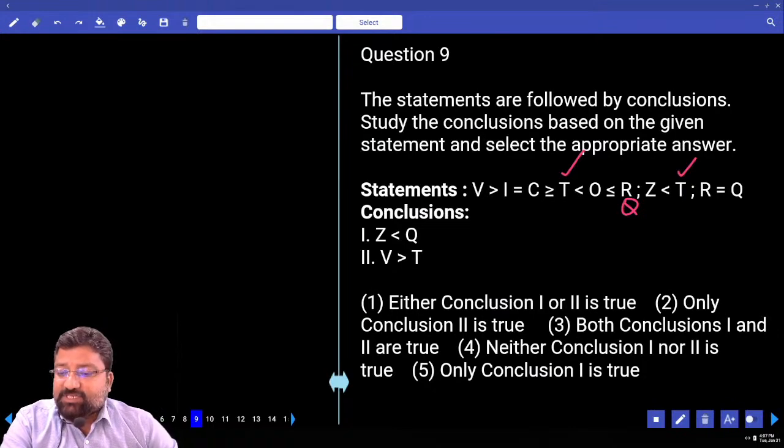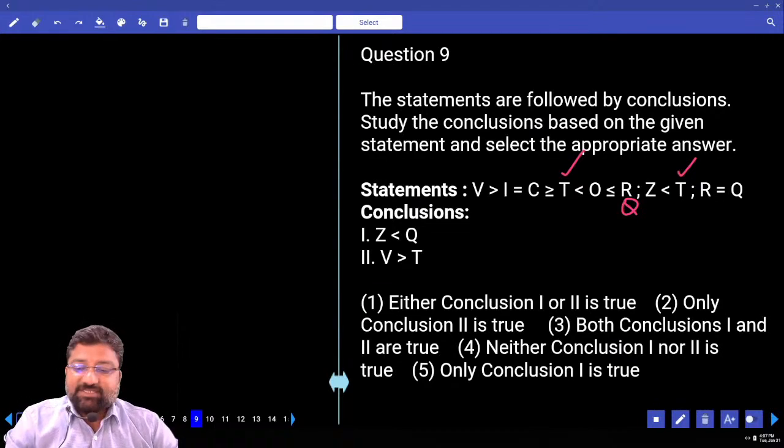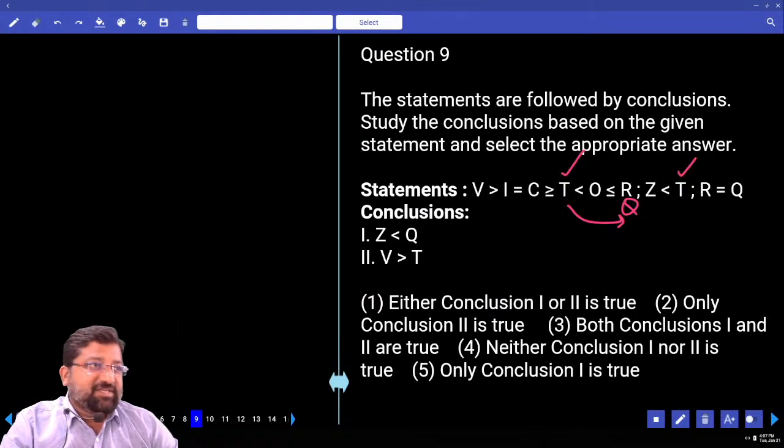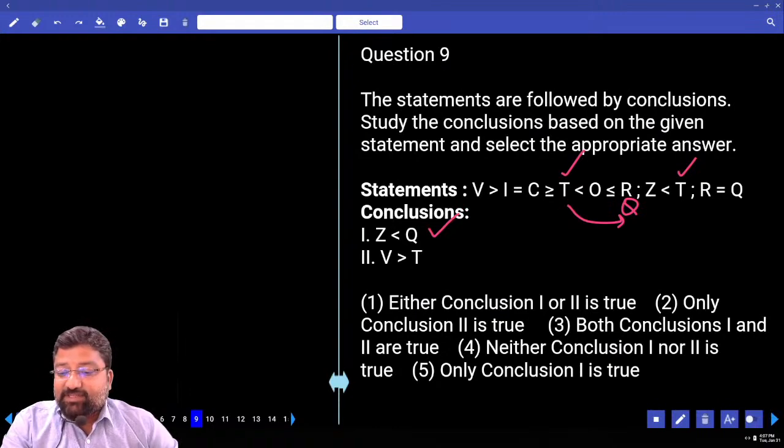Z and Q. Come on. Z is less than T. Now let me go from T to Q. T is less than Q. Less than, less than, less. So is this right? Yes. V greater than T. Direct V to T.